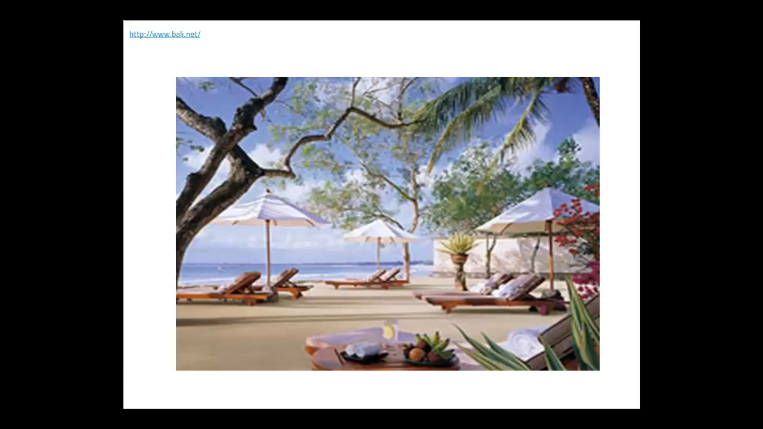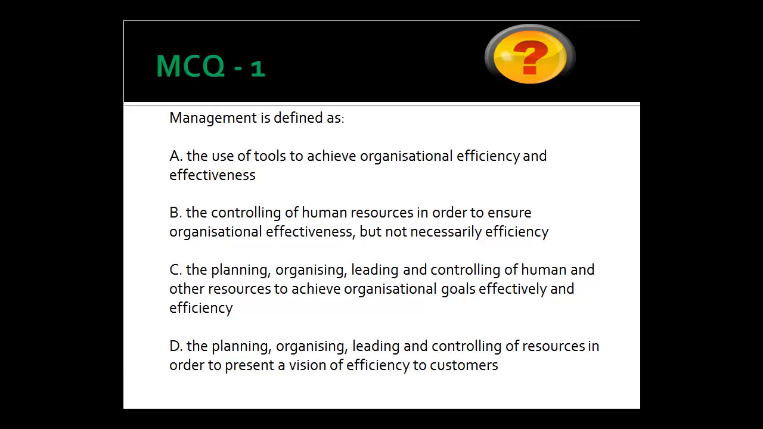Let's have some fun with a few multiple choice questions. Question number 1. Management is defined as, is it A, the use of tools to achieve organizational efficiency and effectiveness? Or B, the controlling of human resources in order to ensure organizational effectiveness but not necessarily efficiency? Or C, the planning, organizing, leading and controlling of human and other resources to achieve organizational goals effectively and efficiently. Or D, the planning, organizing, leading and controlling of resources in order to present a vision of efficiency to customers. Correct answer to this question is C.